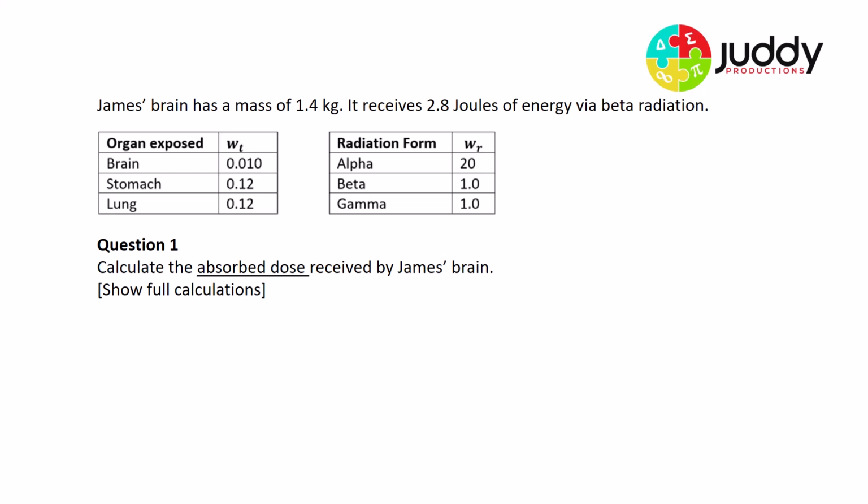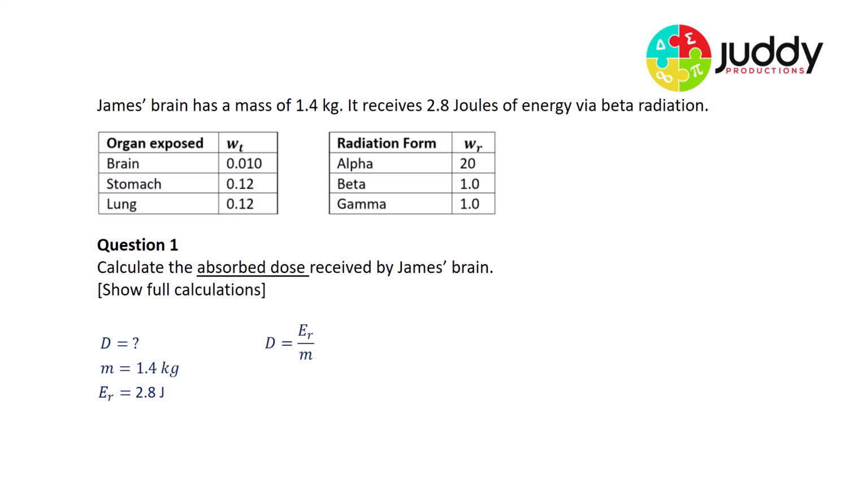So question number 1. Calculate the absorbed dose received by James's brain, and we're asked to show full calculations. So first of all, D is the absorbed dose, that's our question mark. M, the mass, is 1.4 kilograms, as stated in the question. And ER, which is the energy of the radiation, is 2.8 joules, also stated in the question.